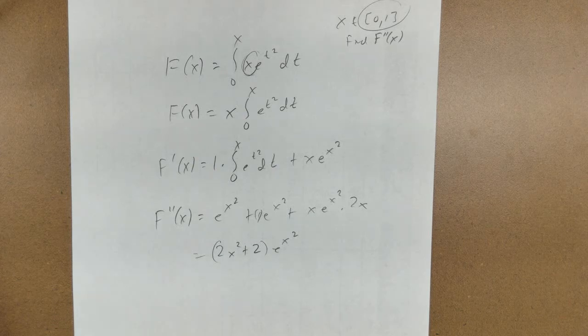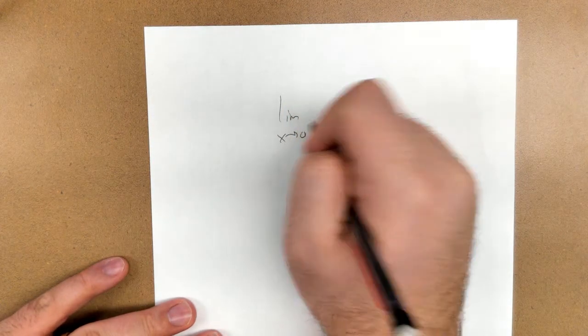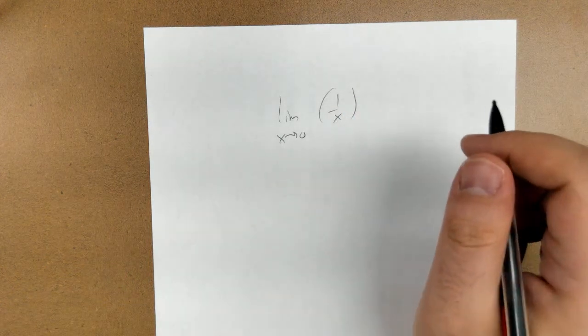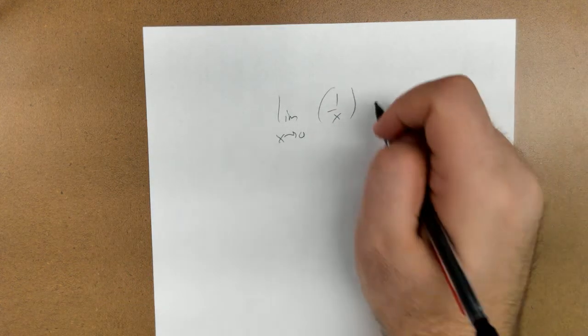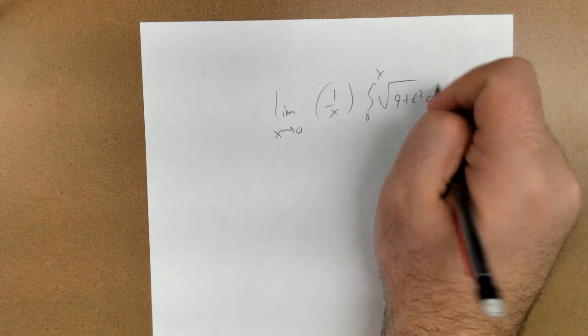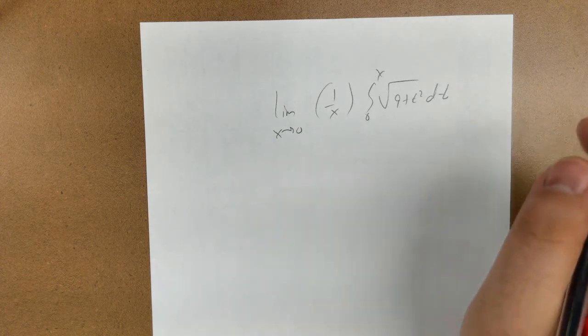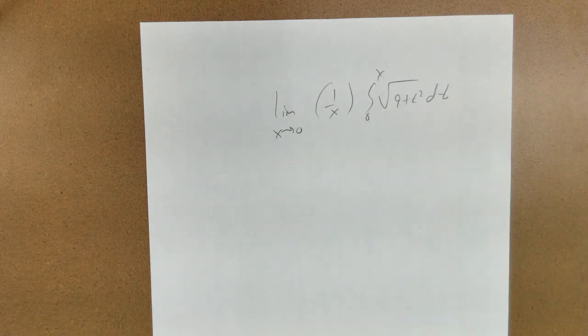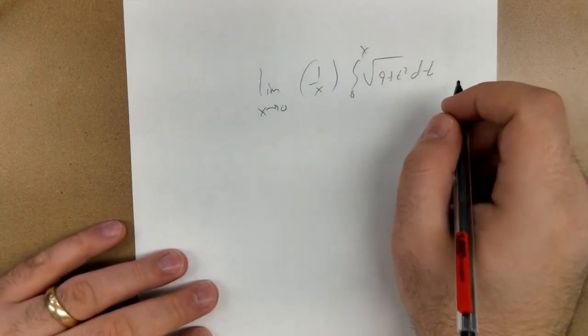Alright, so now we're jumping to number 10. It says use the theorem to find a limit. It's the limit as x goes to 0 of 1 over x times the integral from 0 to x of the square root of 9 plus t squared. Okay, so my first impulse is actually to use L'Hopital's rule, but they say use the definition. I'll show you both ways.